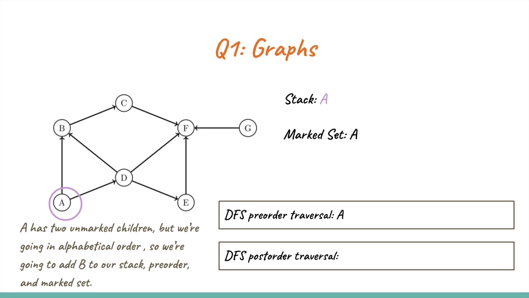So going back to our graph, our starting vertex will be A. A has two unmarked children, but we're going in alphabetical order, so we're going to add B to our stack, pre-order, and marked set.